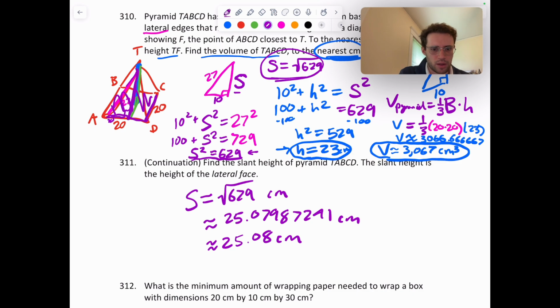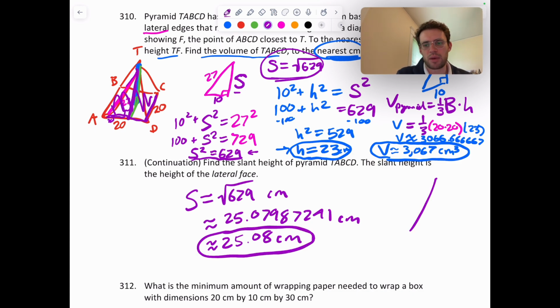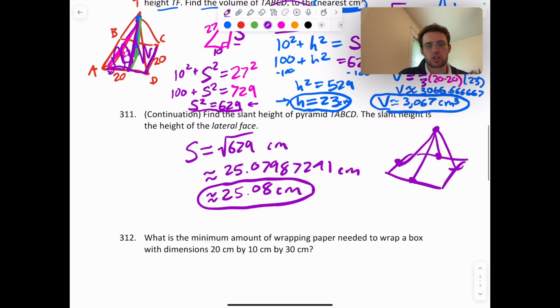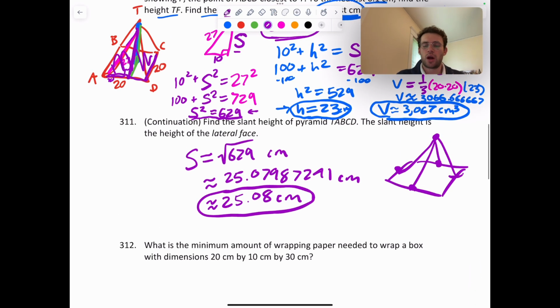Okay, and that would be your slant height. Again, that slant height is talking about going from that top vertex directly to the midpoint of one of the edges of the base. Right, so it could be there, could be there, could be there. Those should all be the same. It should be shorter than the 27, the lateral edge, but also should be longer than the altitude. All right, so that's how you would do those ones.